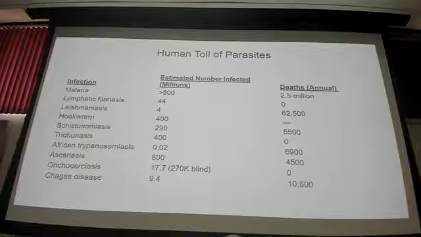Schistosomiasis, if you've not heard of this, is big in Africa and Southeast Asia. 290 million people globally have schistosomiasis infections. 5,500 deaths per year. Trichuriasis, 400 million, and so on and so forth. But Chagas disease, 9.4 million. It's a significant number of deaths due to some of these parasitic diseases.